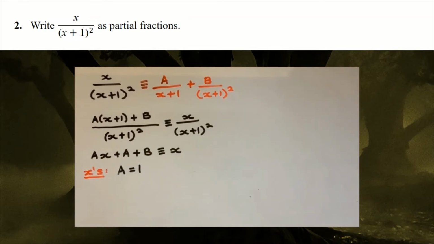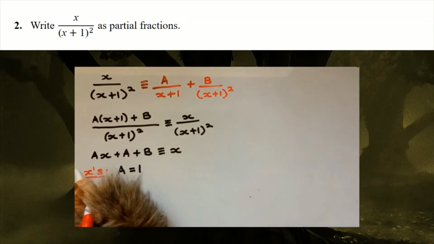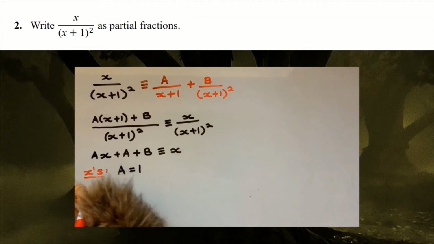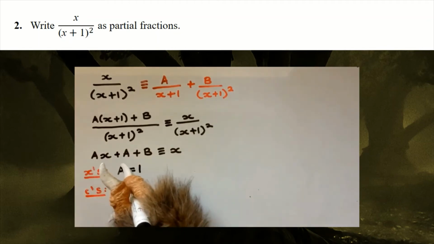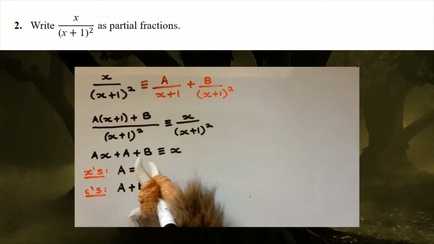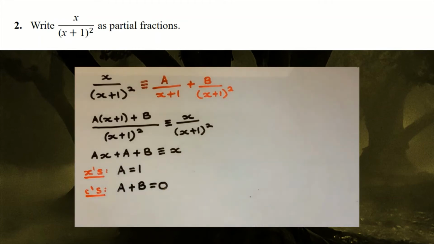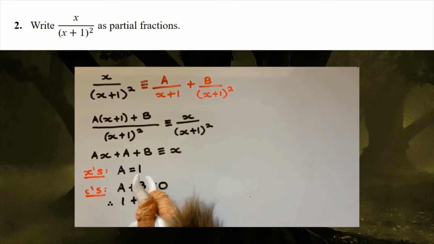And let's look at the constants now. So for the constants, I'll use C for that one. Constants. And we've got a plus b equals 0, as the constant is 0 on the right hand side. And because a is 1, I'll just sub it in, so 1 plus b equals 0, so that means that b equals -1.